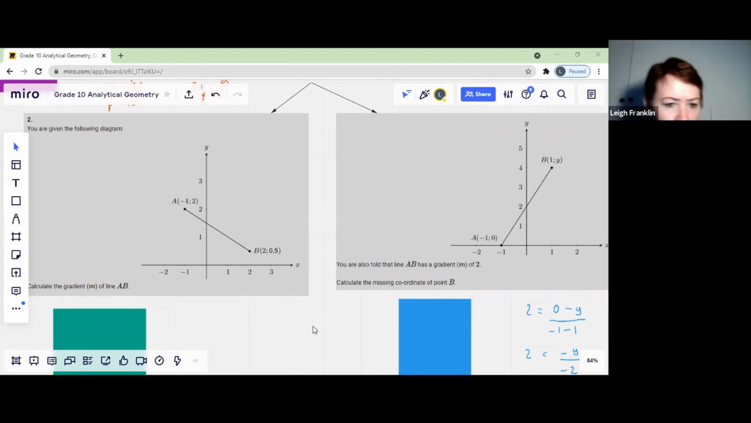All right, so I've given you a greeny one and a blue colored one. In the question on the left, you're going to calculate the gradient of the line. And in the one on the right, ooh, see, I'm showing you my answers here. Let me just move that.